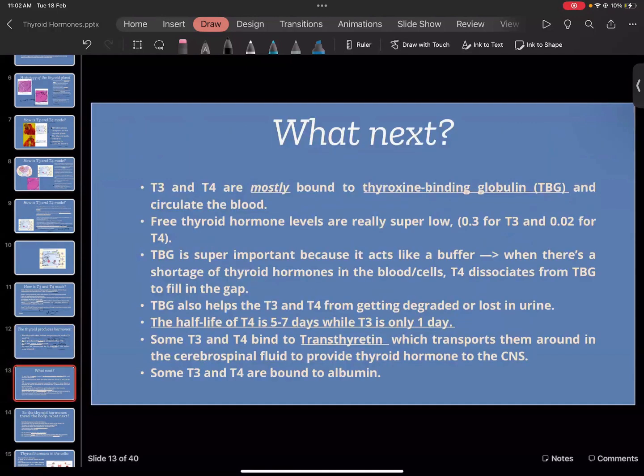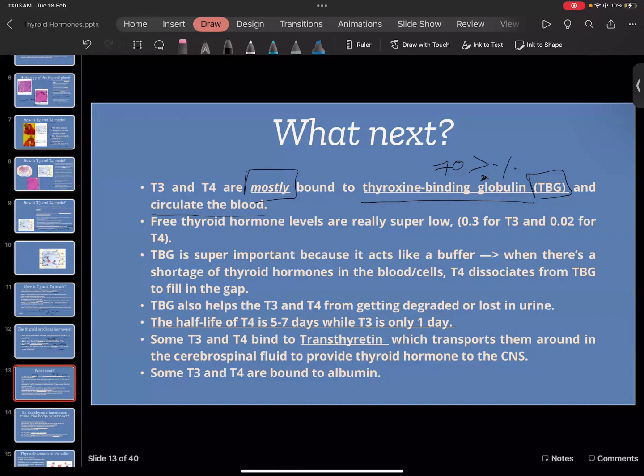Okay? So what next? So the T3 and T4 are now in the bloodstream. So what now? T3 and T4 are mostly bound to thyroxine binding globulin, and they circulate in the blood. Thyroxine binding globulin, I'm not gonna lie to you, is an important name. You should probably commit that to memory. More than 70% is bound to the TBG.